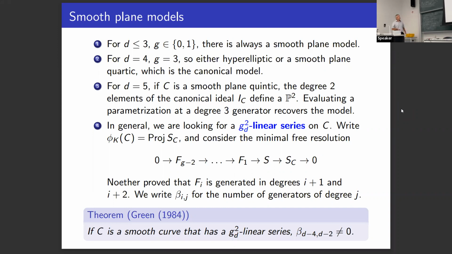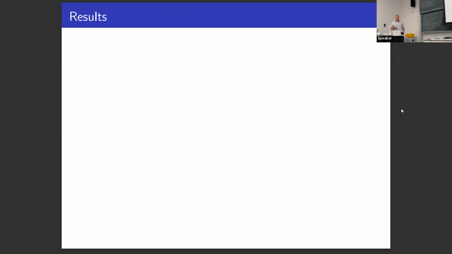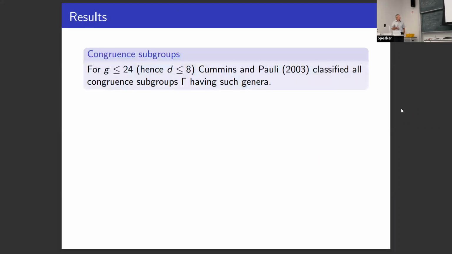Okay, great. So now, if we want to show that the curve doesn't have a smooth plane model, then it's quite straightforward. We just compute the canonical model. We build the minimal free resolution. We compute the graded Betti number. And if it's 0, we know that it can't have a g^2_d linear series, so we can't embed it smoothly into P2. Seems like we're done. So not quite.